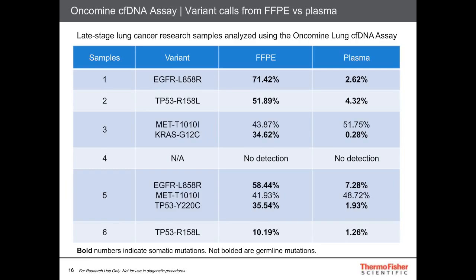And in plasma, there is a much lower level of the same variant, as you would expect, because of the issue of many other types of DNA and fewer actual copies of DNA being present in the cell-free DNA extracted from plasma. You will also notice that the numbers in bold here are the somatic mutations present only from the tumor tissue, and not bolded are the germline mutations, which appear at relatively similar frequencies both in the FFPE and in the plasma. So overall, this slide is showing a high correlation between the variants called in FFPE and those called in plasma.